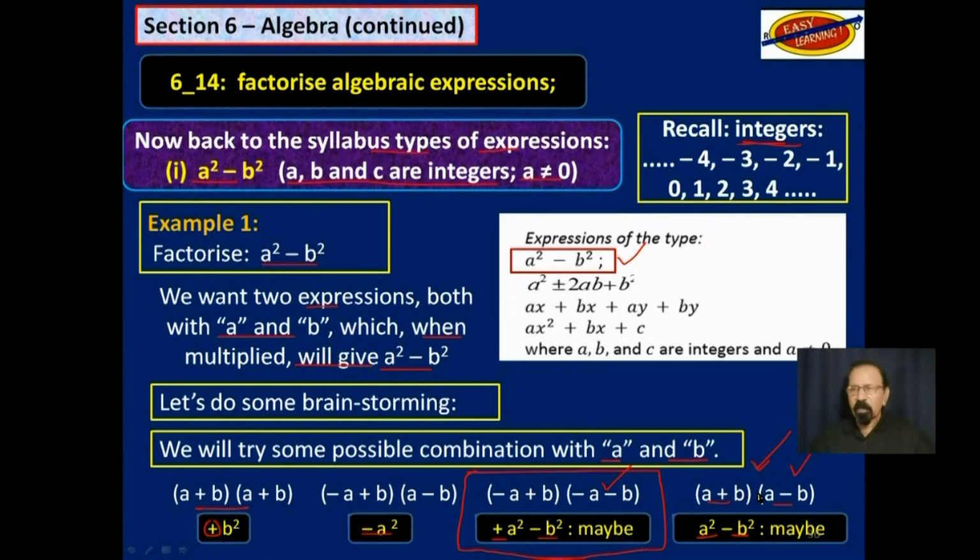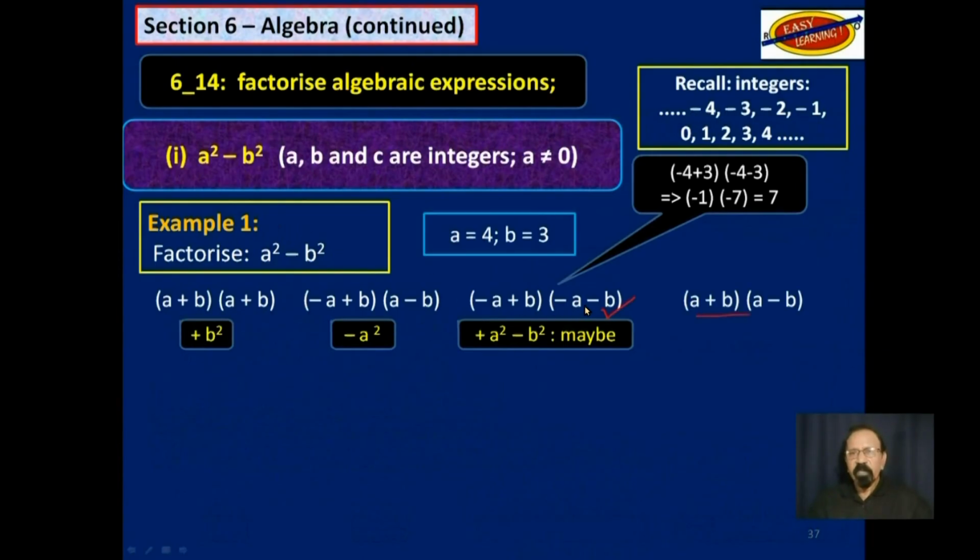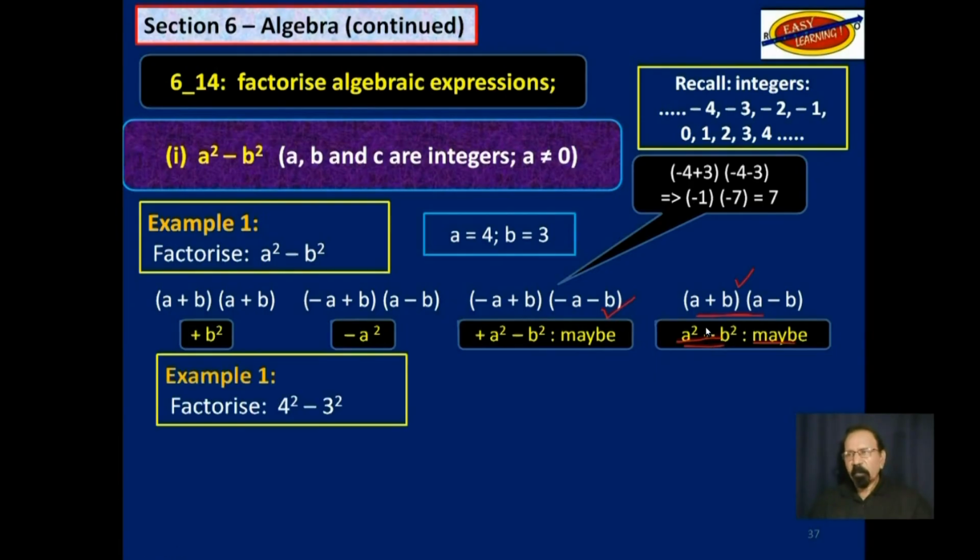So we will learn that one. As I said, this one is correct, but normally you wouldn't see that. What you will see is this one. So we will stick with this one: a squared minus b squared. So now let's apply that.